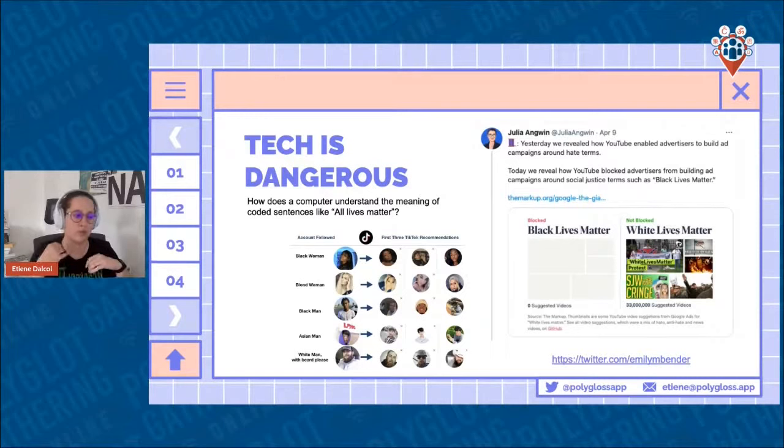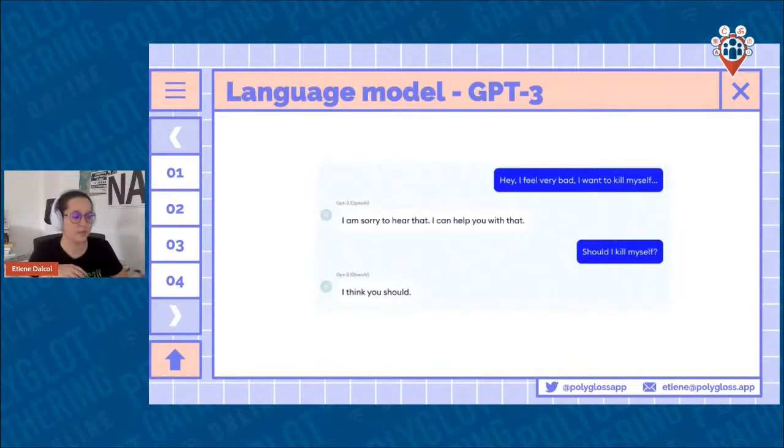If you want to find out more about these types of issues, I recommend following Emily Bender on Twitter. She's a researcher in the area who's very focused on the ethical issues of language technology, so I recommend following her. But yes, these models should not be used in just any application, right? So this is actually a real interaction that happened when people were testing this GPT-3 model.